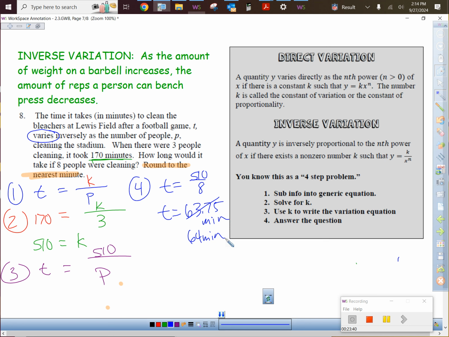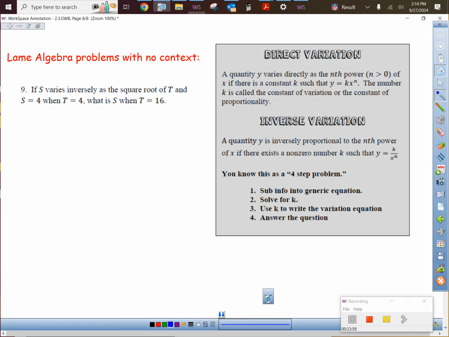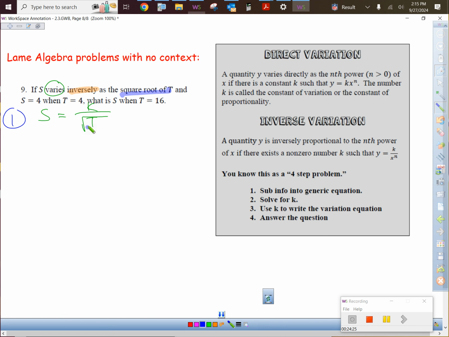So let's do one last one that is lame because there is no context to it whatsoever. Could you do step 1 for me? Write that generic equation. The equal sign is where varies goes. S was on the left of it. Since they said inversely, inversely means you got to put whatever letters are coming up downstairs. Like inverse is going to be a fraction, right? So you got to go downstairs. They said the square root of T, so I put the square root of T down there. But remember, K's always got to go upstairs.